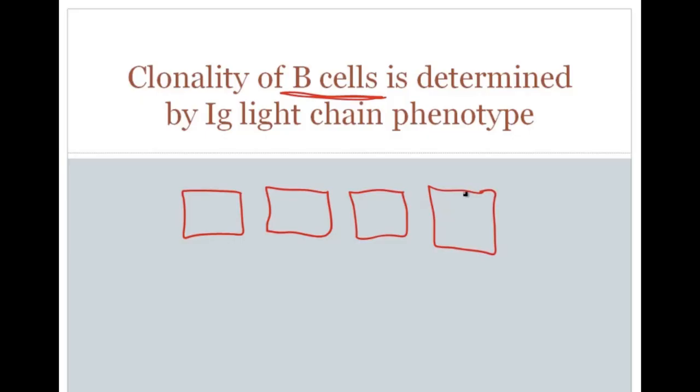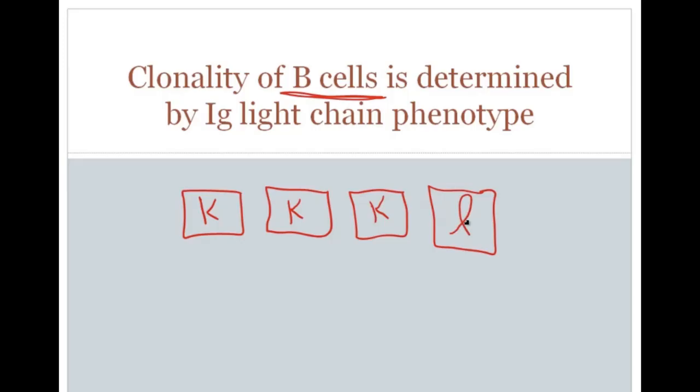And generally speaking, the ratio of kappa to lambda cells within the lymph node or within any collection of lymphocytes is 3 to 1. So that if we had 4 cells making up this lymph node, 3 of the cells would express kappa light chain, and 1 of the cells would express lambda light chain.